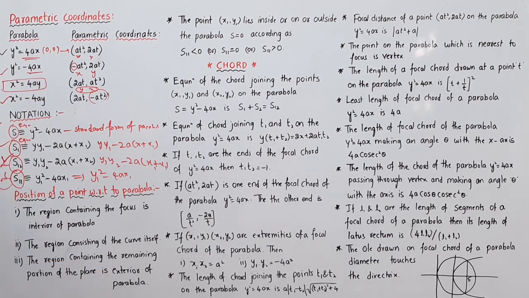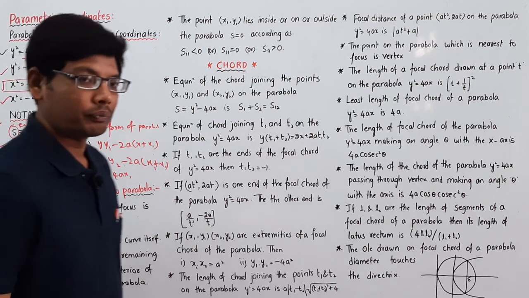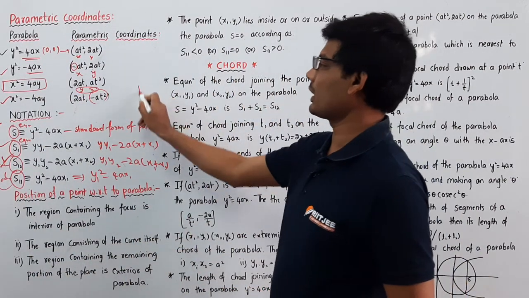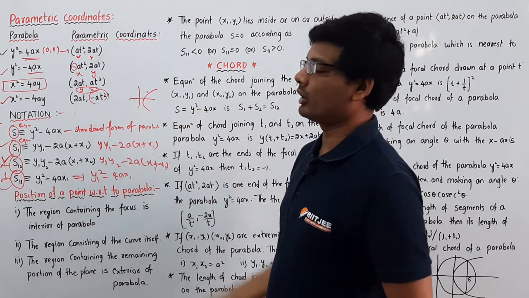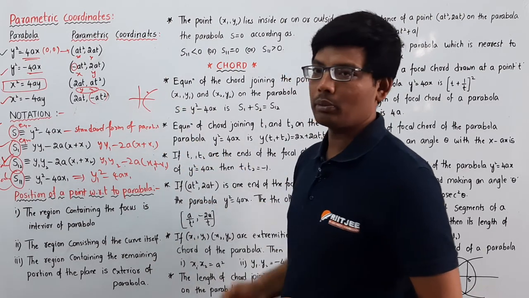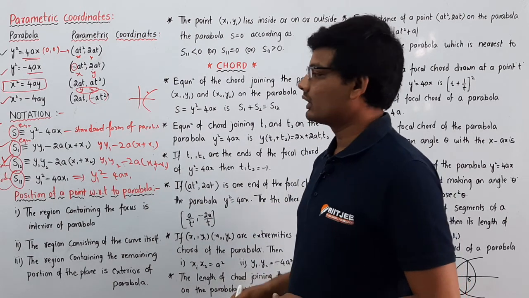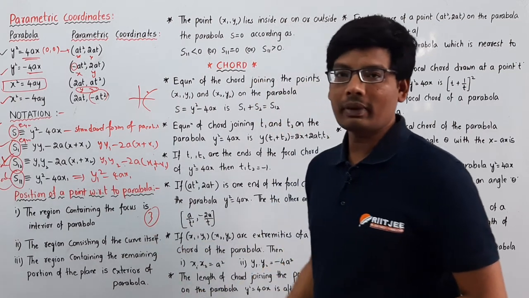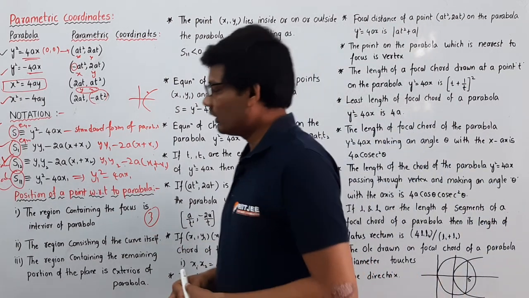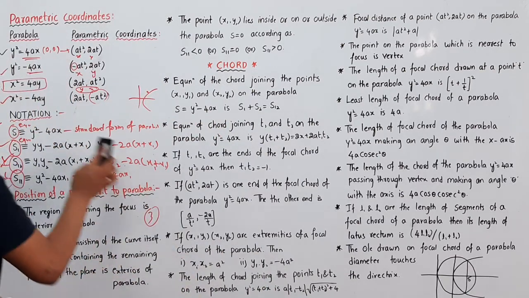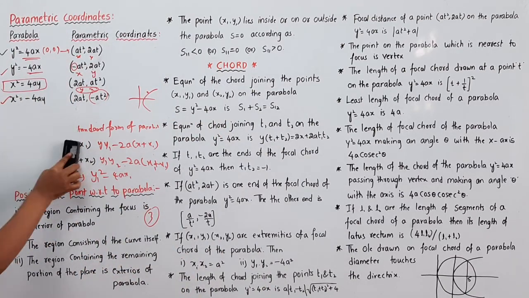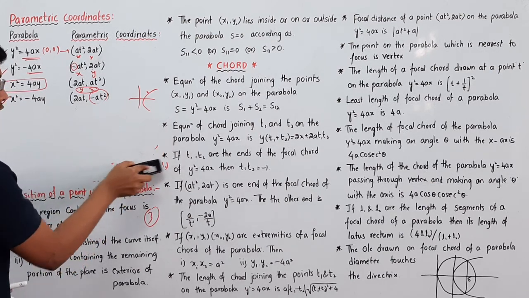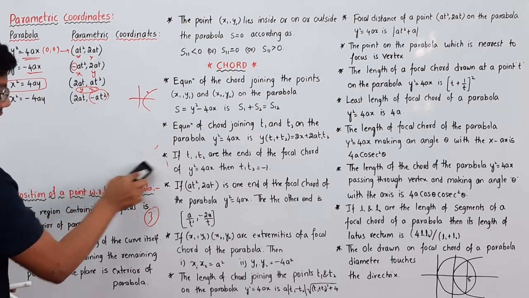Position of a point with respect to parabola. We have a parabola like this. The position of a point with respect to the parabola we have to discuss here, and the positions are of three types. In that, the first one, we have S11, S12 and S1.